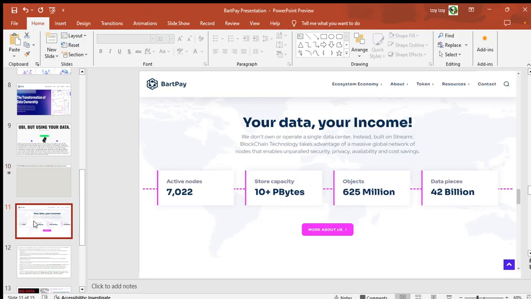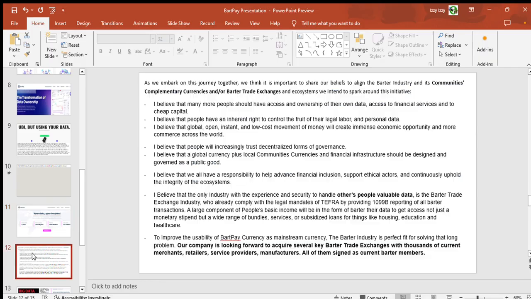Yep, your data, your income. We don't own or operate a single data center. Instead, we build on the Streamer blockchain technology that you just saw on the video. It takes advantage of a massive global network of nodes that enables unparalleled security, privacy, availability, and cost saving.